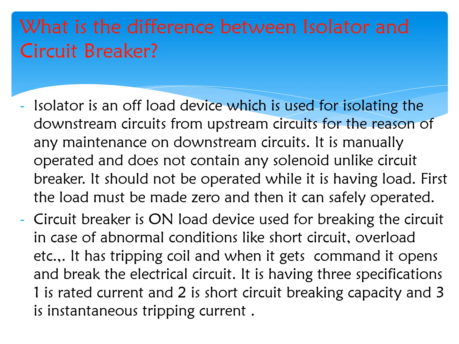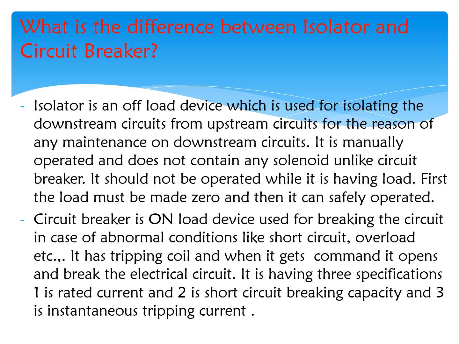So friends, let's see. What's the difference between isolator and circuit breaker? Isolator is an offload device which is used for isolating downstream circuits from upstream circuit for the reason of any maintenance on the downstream circuit. It is manually operated and does not contain any solenoid unlike circuit breakers. It should not be operated while it is having load. First, the load must be made zero and then it can be safely operated.